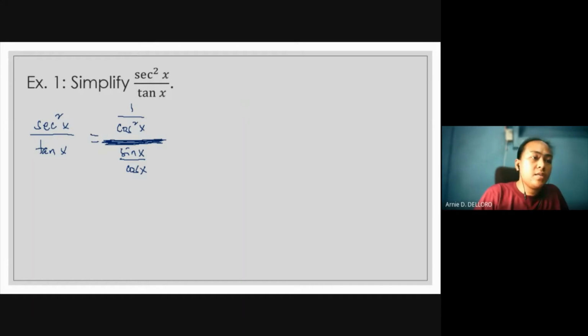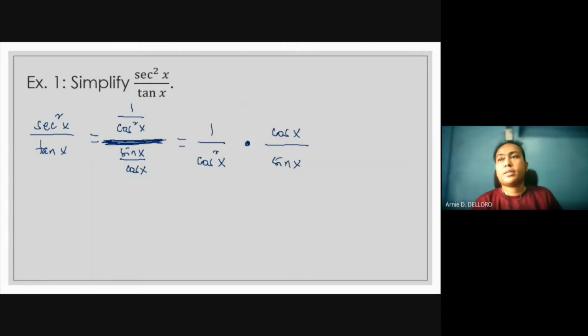So in this case, pwede nating kunin yung reciprocal nung nasa denominator. Okay? So this will be equal to 1 over cosine squared x times, yung reciprocal ng sine x over cosine x is cosine x over sine x. Okay?